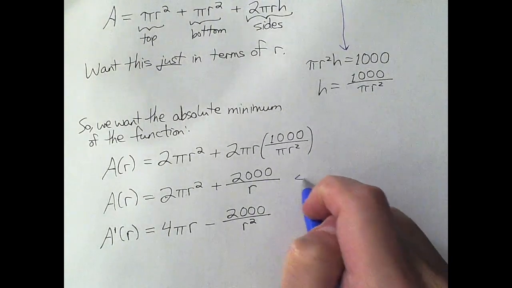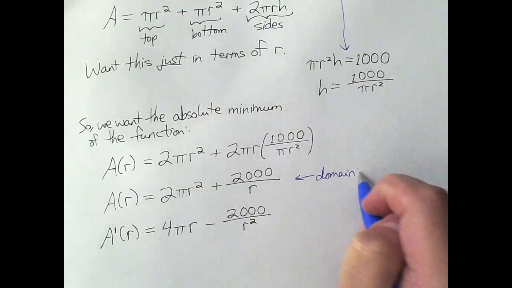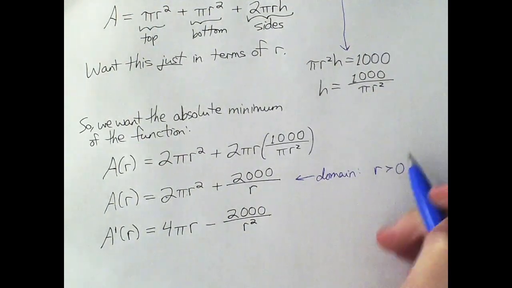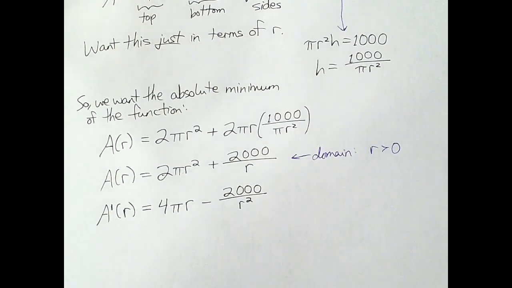The domain should be r greater than 0, right? We can't have a 0 radius. We also can't have a negative radius. So now when it comes time to find critical numbers, I don't think 0 should be considered. I don't think it's possible that we're going to say the answer involves a radius of 0. So we're going to try to set this equal to 0 and see if we get some other r values.